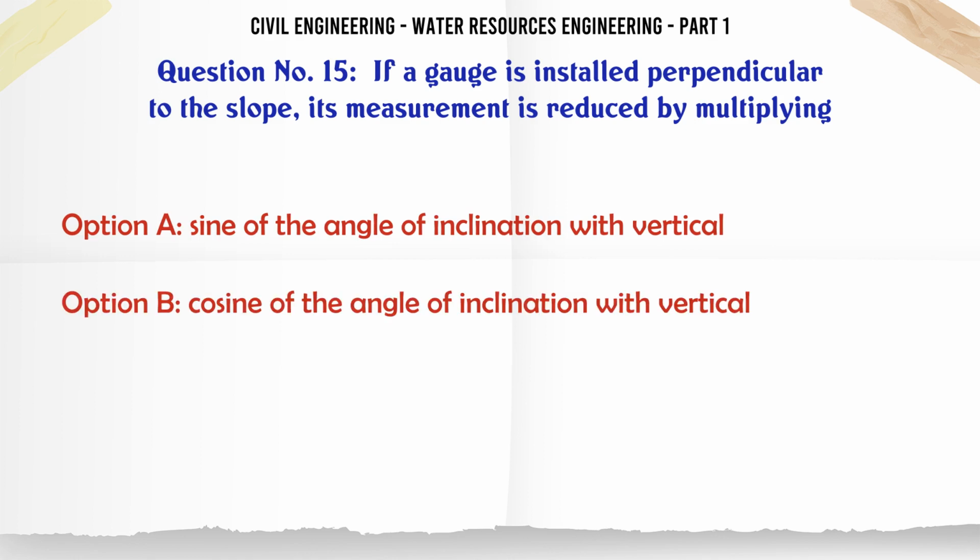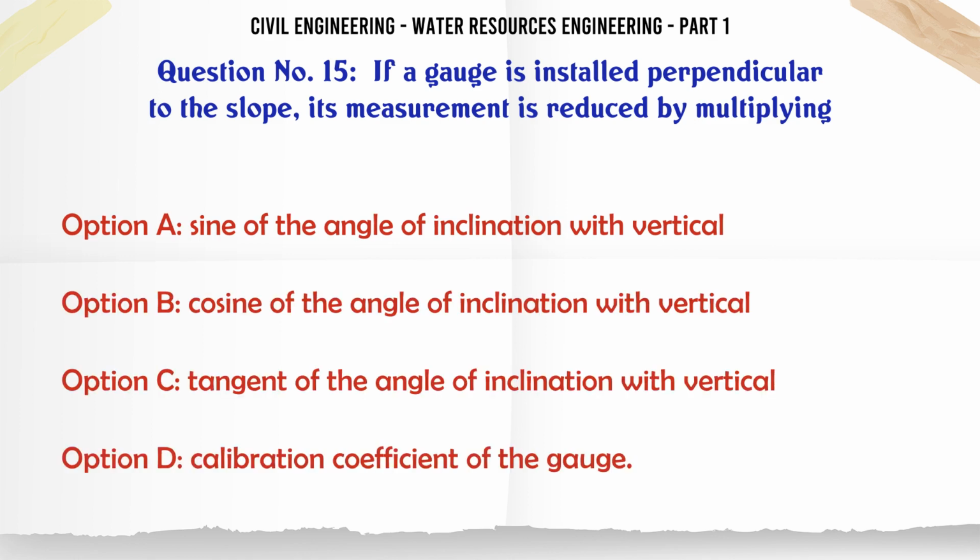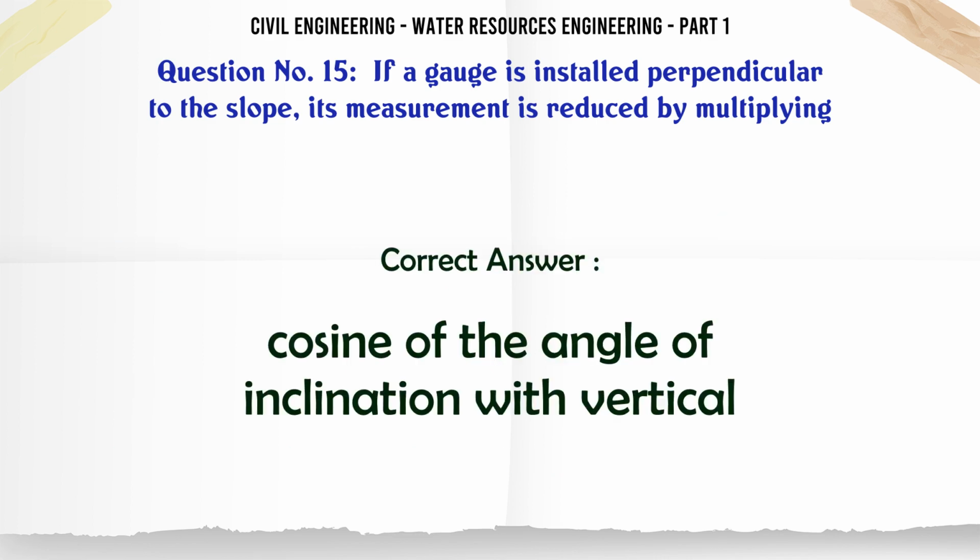If a gauge is installed perpendicular to the slope, its measurement is reduced by multiplying by A. sine of the angle of inclination with vertical, B. cosine of the angle of inclination with vertical, C. tangent of the angle of inclination with vertical, D. calibration coefficient of the gauge. The correct answer is cosine of the angle of inclination with vertical.